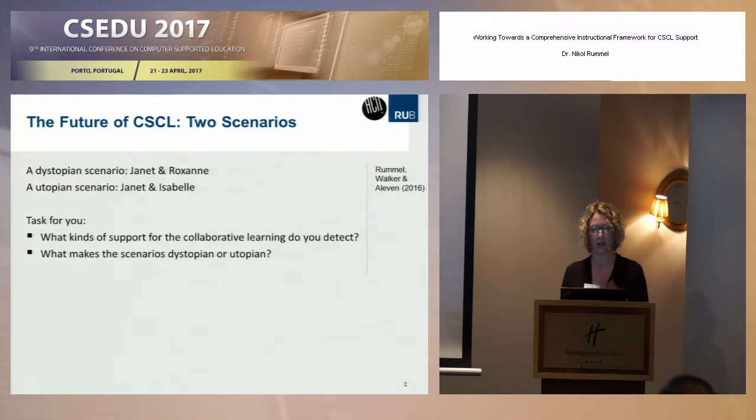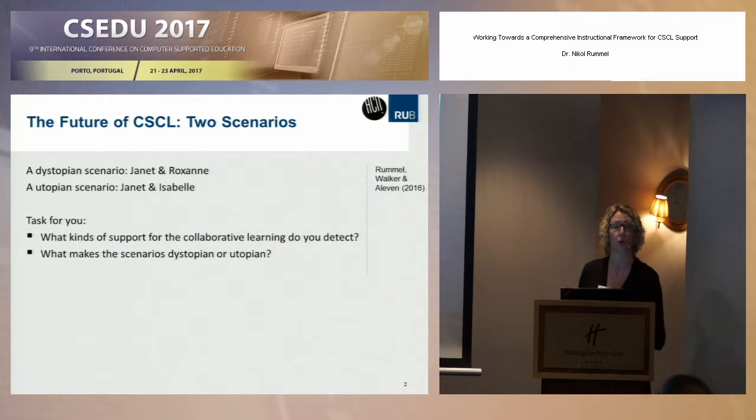I don't claim that these are the only futures or anything, so don't even start me there. Just try to, when you listen to the scenarios, detect what kind of support you find in the scenarios. So where is the support in those scenarios, the computer support to the collaboration? And what do you think makes them dystopian or utopian? I'm going to start with a dystopian scenario. It's Janet who will be collaborating with Roxanne. Please take some notes and think about it because we'll need it later.